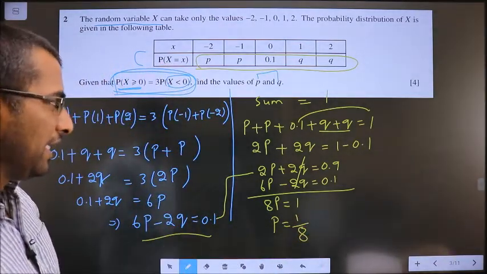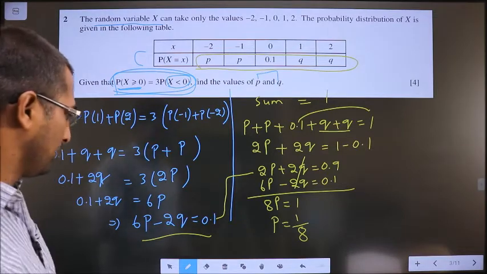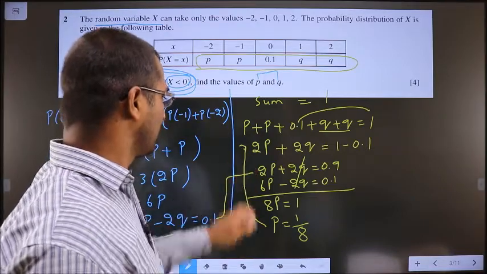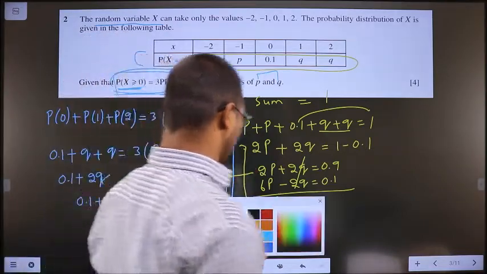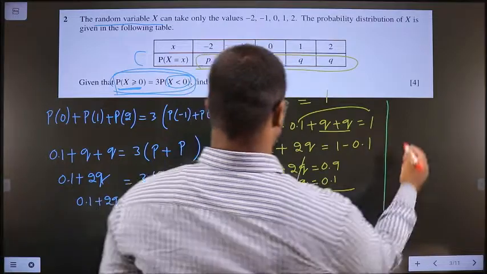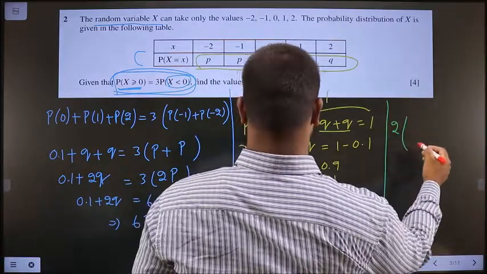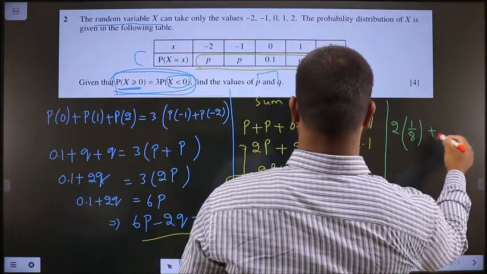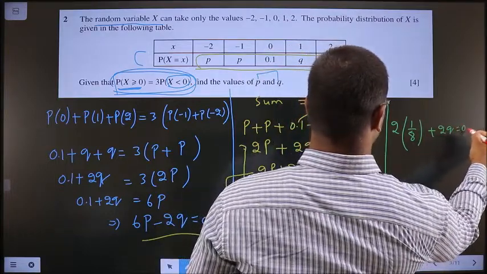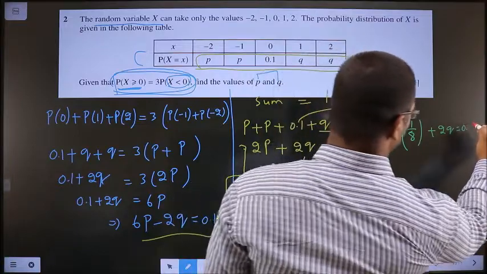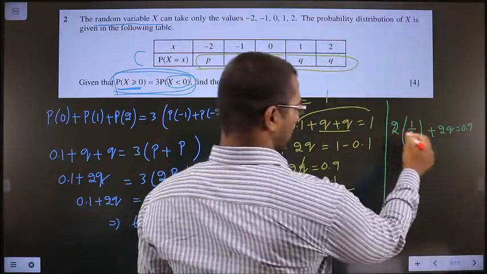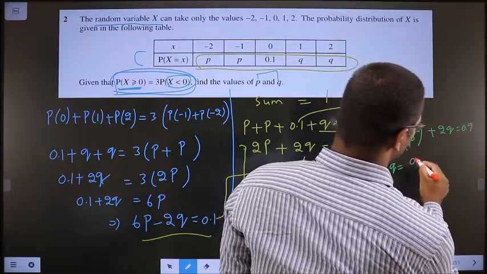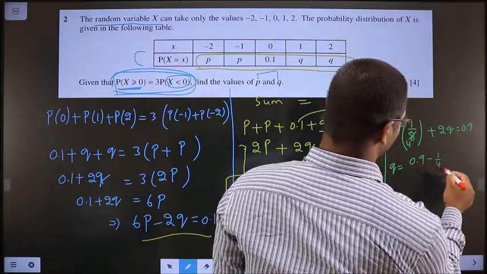Replace p in any one equation to get the value of q. If I replace it here, what answer will I get? I get 2 into p, 1 by 8 plus 2q is equal to 0.9. So here it is 1 by 4. So make q the subject. q is equal to 0.9 minus 1 by 4, by 2.